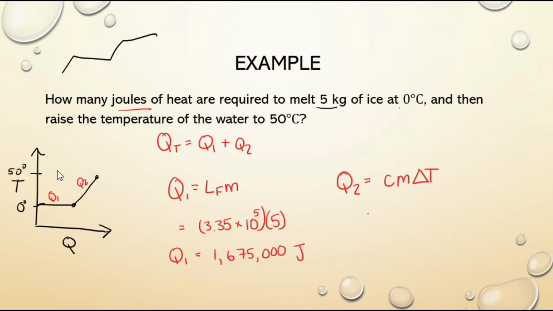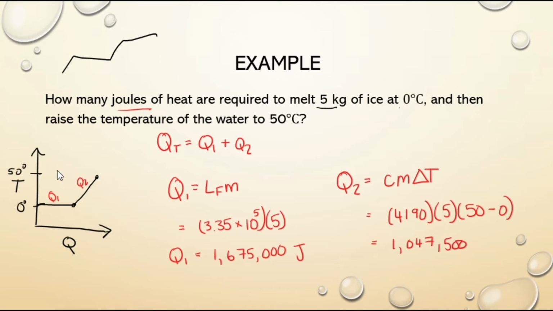Q2, go back to your formula sheet. This is like what we did last time. You look up the specific heat for water. This is going to play in too. And you see that's 4190 when you're looking at joules. Our mass is 5 kilograms, and our change in temperature is T2, which was 50, minus T1, which is 0. You do that math, and you end up with a lower number, 1 million and so on.